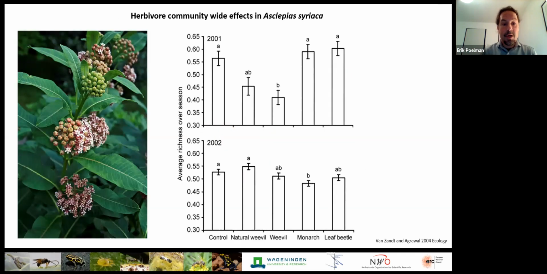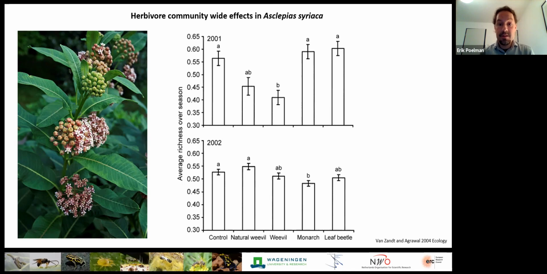And some of the work that really inspired me is the work that Anurag Agrawal did on milkweed plants. Basically what they showed was that if you have a plant that is challenged early in the season by a weevil or by a monarch butterfly or by a leaf beetle, then everything that colonizes this plant after that early season herbivory is going to change. So what you see in this figure are two very important things. First of all, different herbivore species that were challenging the plant early in the season had a different effect on the richness of species that was going to colonize these induced plants.